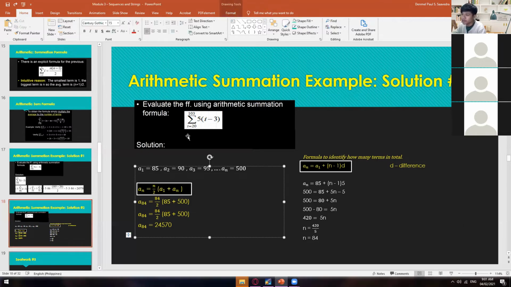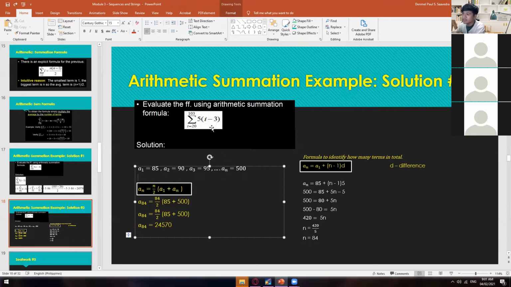And then the second term is 21, of course. 21 minus 3 is 18, times 5 is 90. And then 22 minus 3, sorry, is 19, times 5 is 95, and so on and so forth. As you can see, this one is incrementing by 5. So 85, 90, 95, up to a sub n.